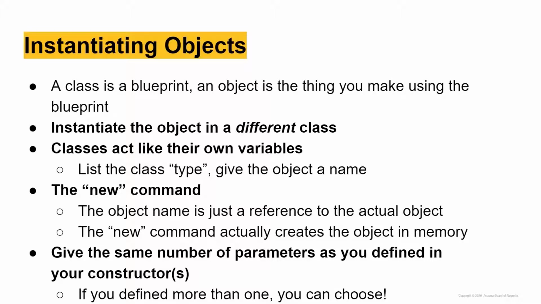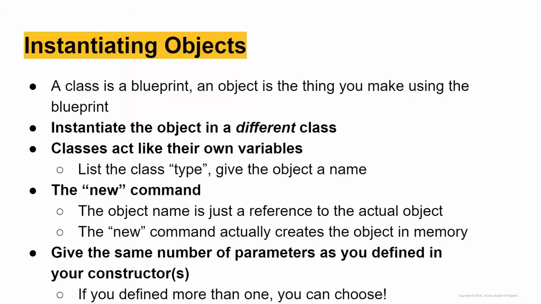Sorry, let me backtrack. The object name isn't actually the object itself. It's just a reference to the actual object. This has to do with how these things are treated within the memory structure of the computer. When we use the new command, that actually creates the object in the computer's memory. And we just attach the name to this object so that we can use the name to edit the object in memory.